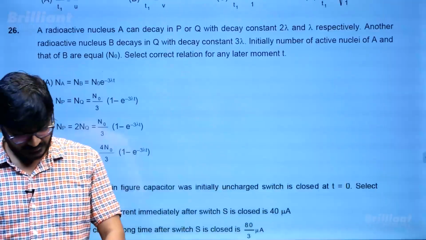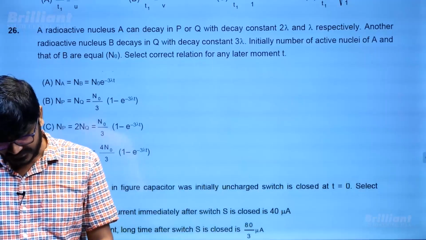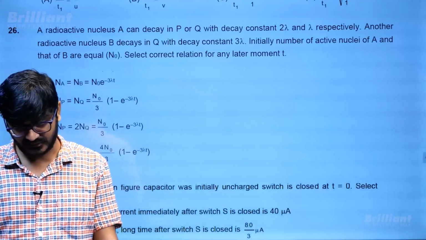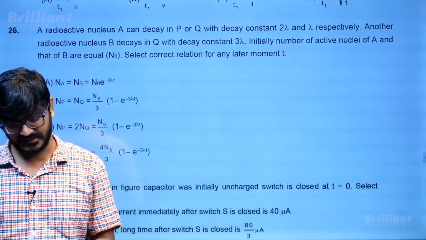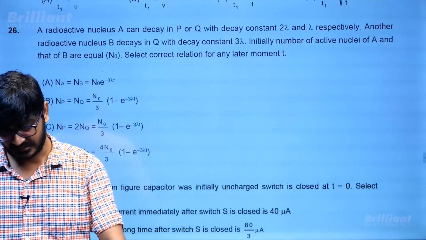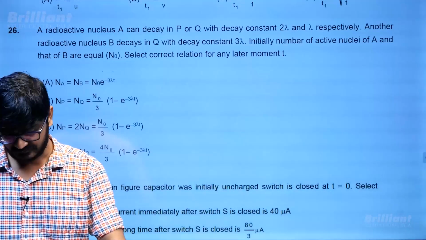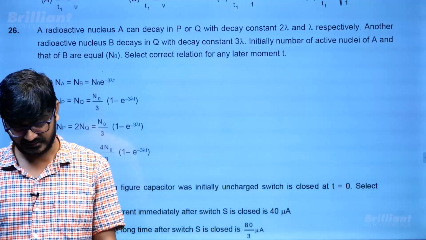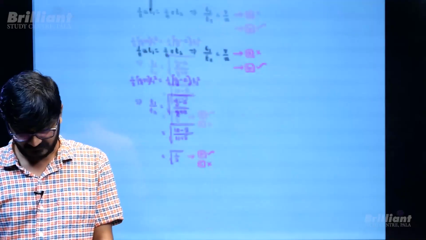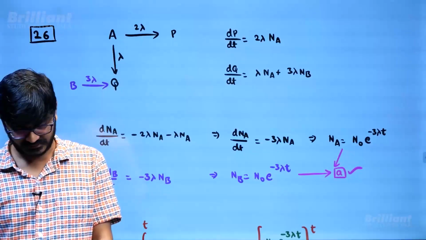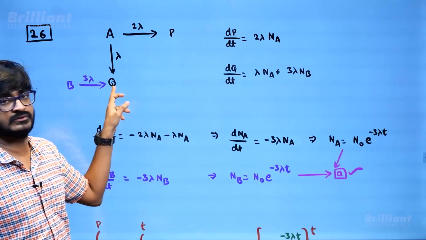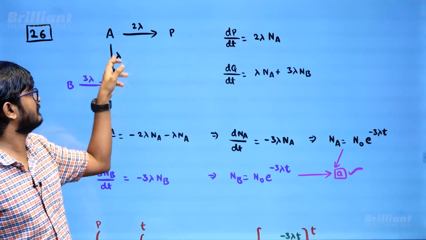Option D. The next one: a radioactive nucleus A can decay into P or Q with decay constants 2 lambda and lambda respectively. Another radioactive nucleus B decays into Q with decay constant 3 lambda. Initially the numbers of active nuclei of A and B are equal, so you need to find the correct relation. So what they said is, A can decay into P and Q, B can decay into Q. These constants are 2 lambda, lambda and 3 lambda.